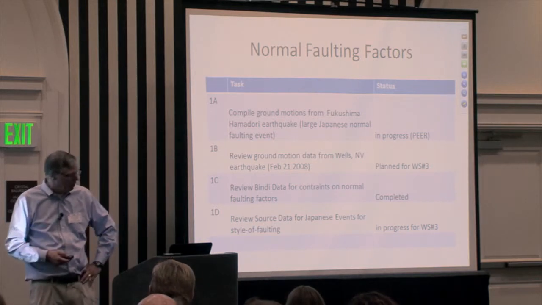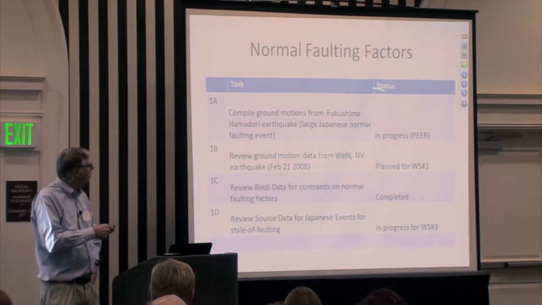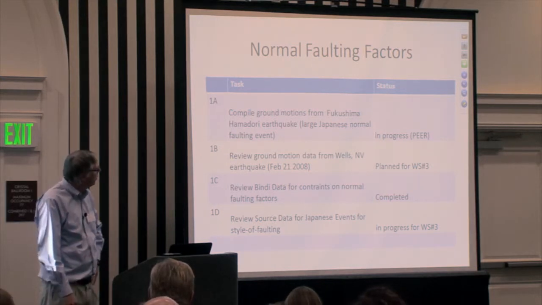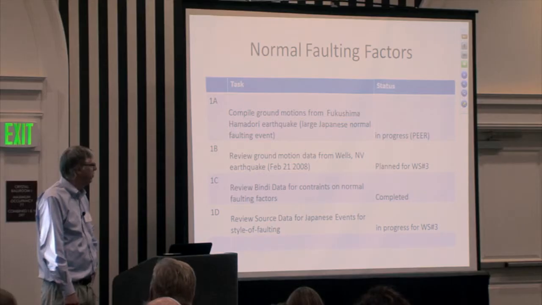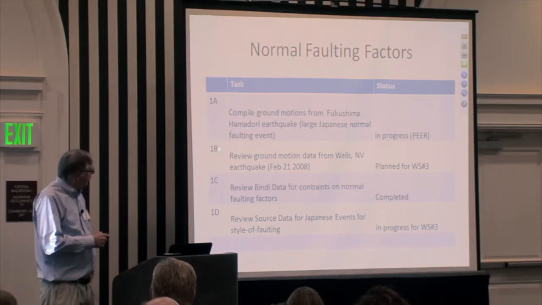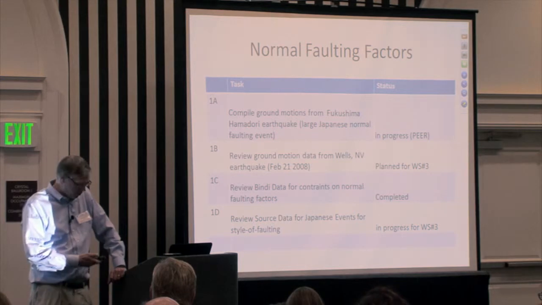in terms of ground motion. So the topics that were identified to try to look at those factors were, one, looking at the Fukushima Hamadori earthquake. This is a large earthquake in Japan following the Tohoku earthquake. That data set is being compiled and will be part of the PEER data set moving forward.